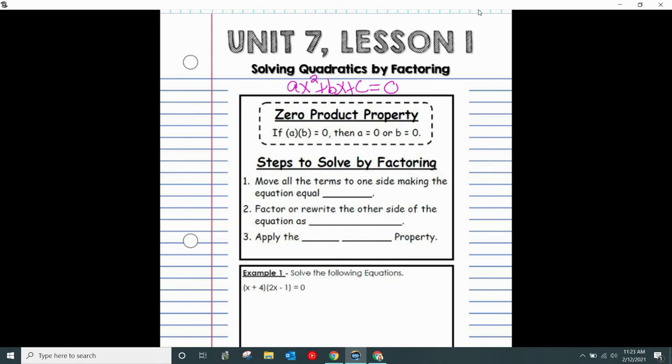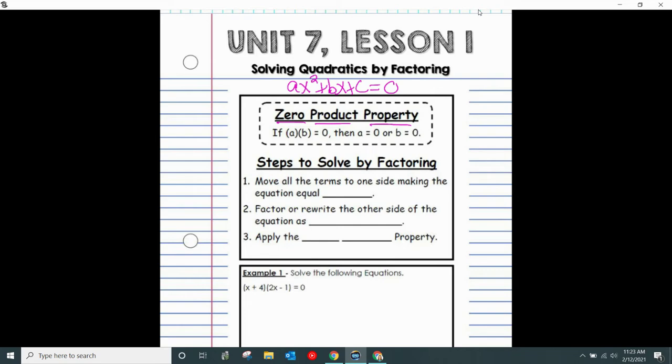You're right. If I'm going to multiply two numbers, the only way I'm going to get 0 as an answer is if one of them is 0. So that's what the zero product property is saying. That's all that it's saying, actually, is that if you're going to multiply two things and get 0 as an answer, well, then one of them has to be 0.